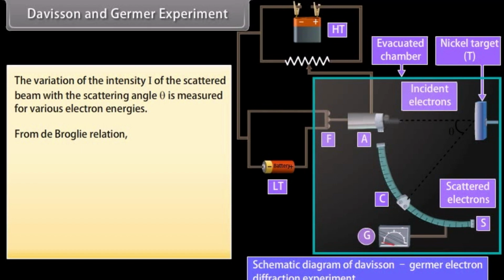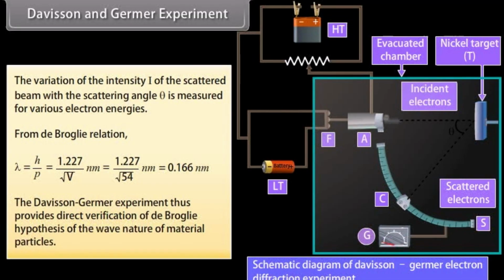For these electrons accelerated through a potential difference of 54 V, lambda equals h by p, which equals 1.227 by square root of V nanometer, equals 1.227 by square root of 54 nanometer, equals 0.166 nanometer. The Davisson-Germer experiment thus provides direct verification of de Broglie hypothesis of wave nature of material particles.